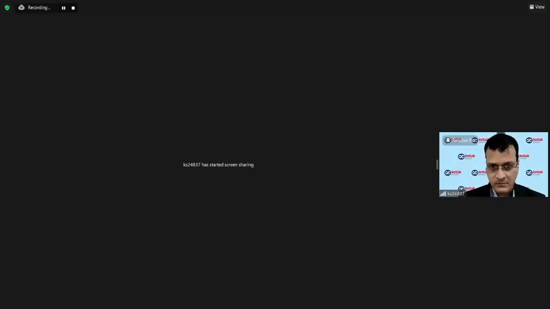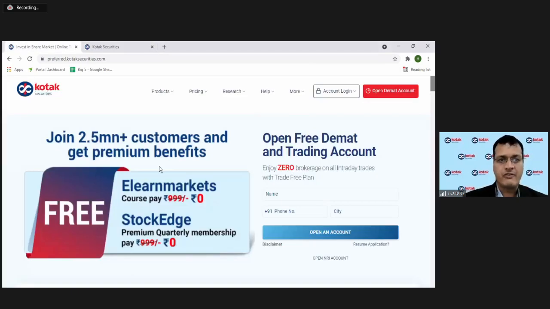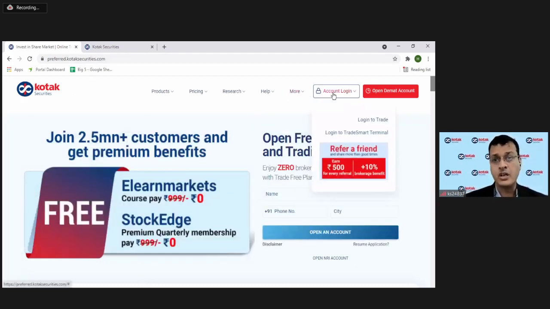I'll just share my screen. In order to subscribe to KST, you just have to go on our website, that's www.kotaksecurities.com. How do you log in? There's no subscription fee involved in this. You can directly log in by going to our website, kotaksecurities.com. Go to account login over here and then log into trade.